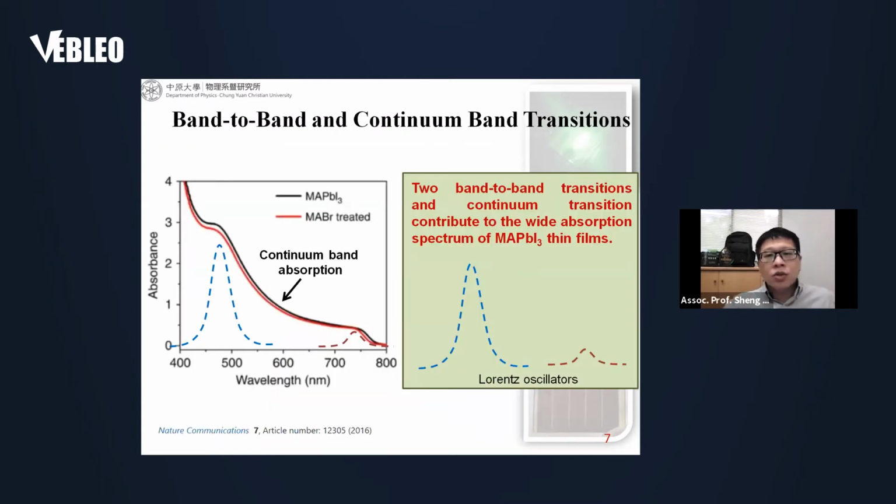And we know the solar cell material can absorb the light, so it must have a broadband light absorption. In this spectrum, it contains two Lorentz oscillators and one continuous band absorption. So that's the main reason why perovskite crystal can effectively absorb light.